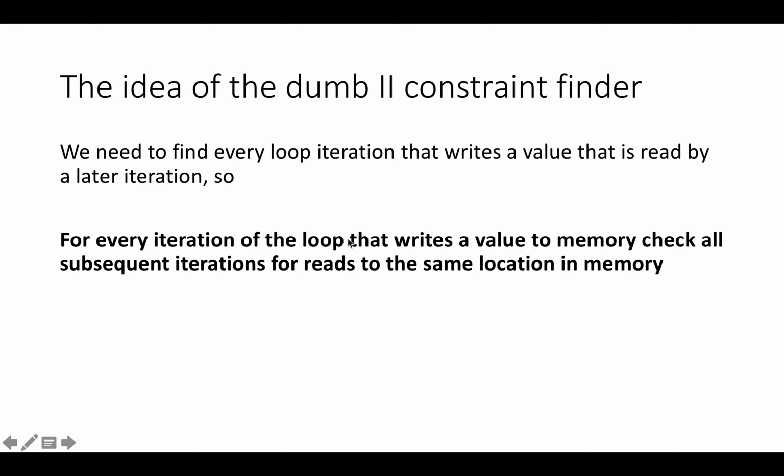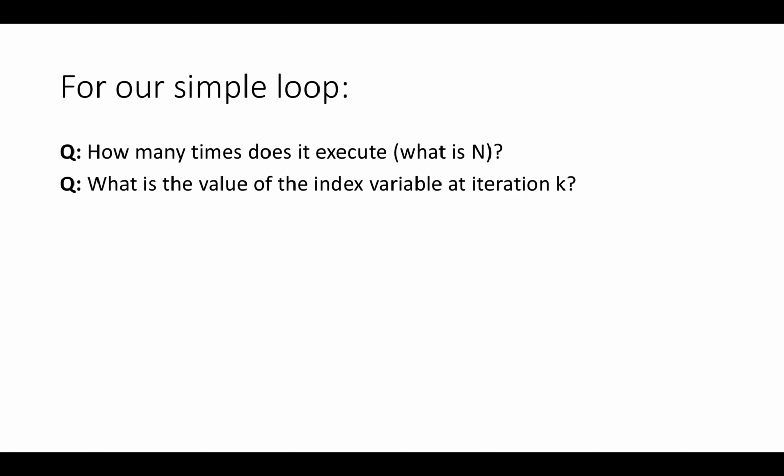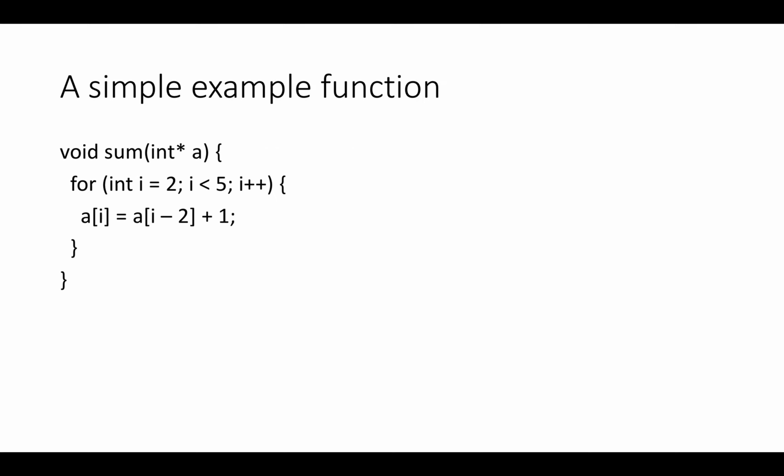So for every iteration of the loop that writes a value to memory, we're going to check every subsequent iteration to see if it reads the same location, and if it does, we're going to add a constraint which says that this iteration has to finish before the reading iteration starts. So we need to answer a few questions about our simple loop. The first one is, how many times does it execute? What is n, the trip count of the loop? And what's the value of the index variable i at iteration k of the loop?